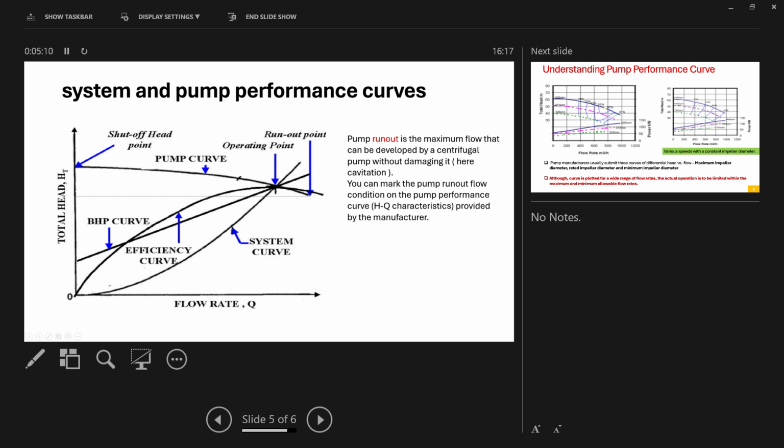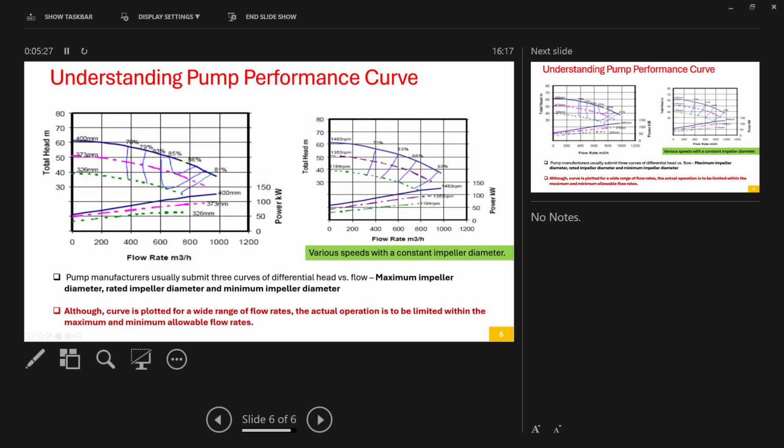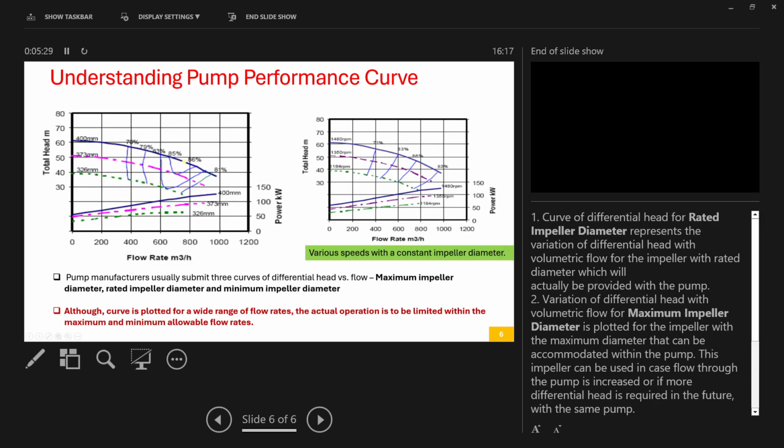This is the pictorial view, this is the shut off point, this is your operating point, this is your run out point, this is your efficiency curve, this is your BHP curve, this is your system resistance curve. Run out point is the maximum flow that can be developed by a centrifugal pump without damaging it.